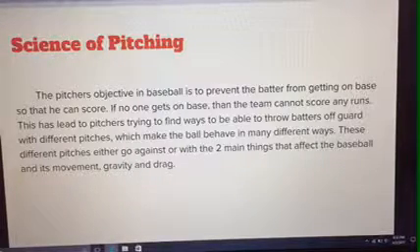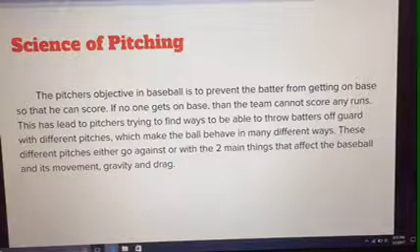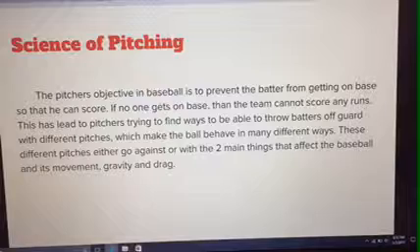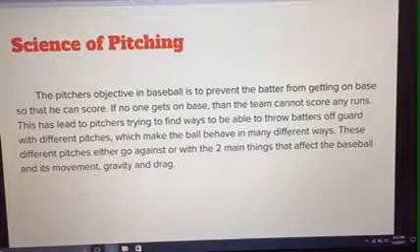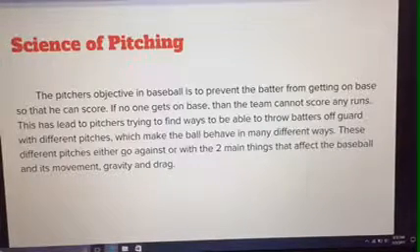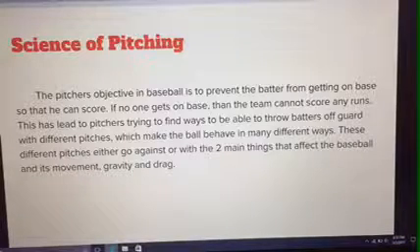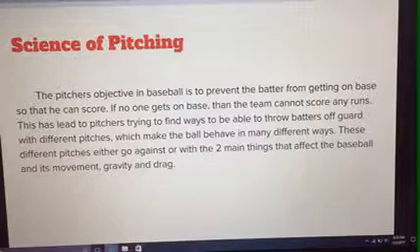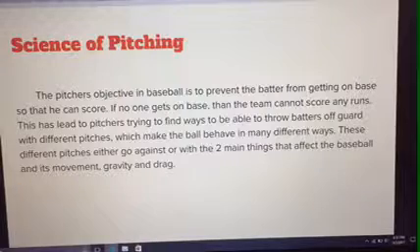So the pitcher is trying his best to not have the batter get a hit, because if the batter gets a hit, then he can get on base. And you want to get on base as a batter because that's how you score. If you run around all the bases, which there's 4, then you get a run, or you get a point. So if the pitcher can prevent the batter from even getting on base to begin with, then there's no way that he can score. So that is his objective in baseball.